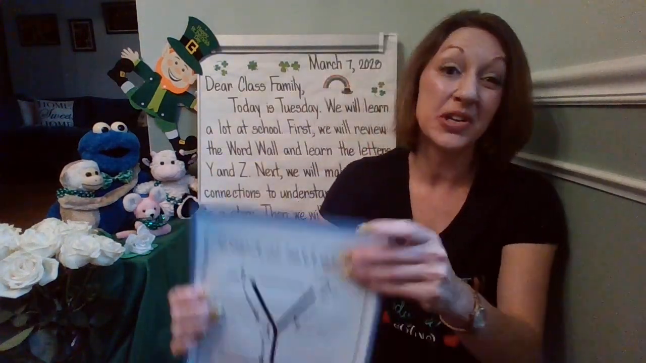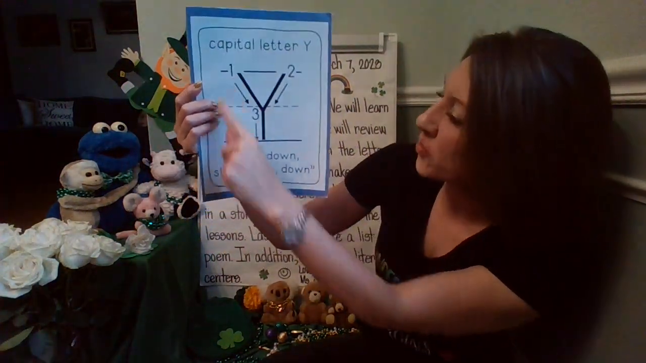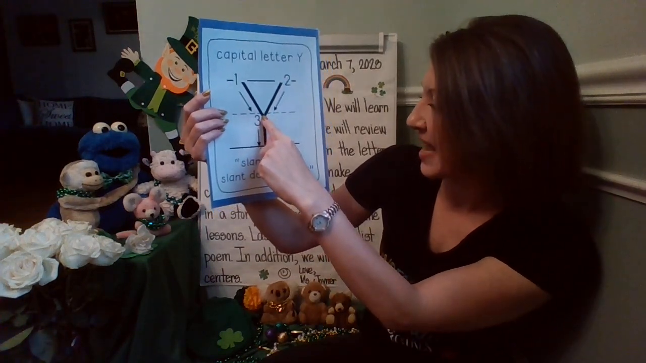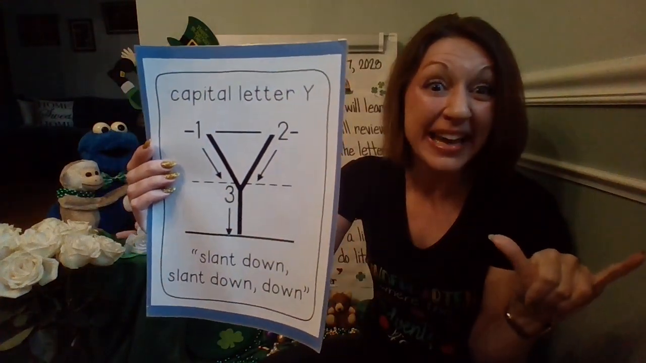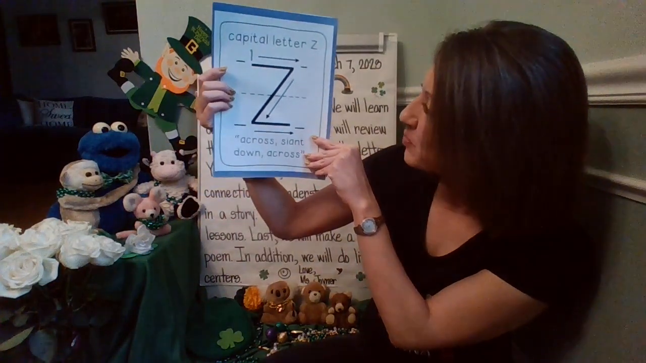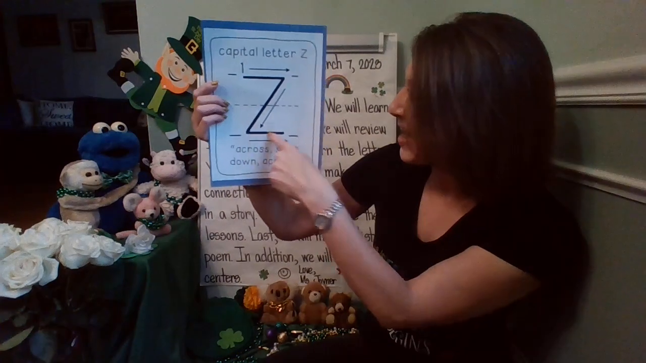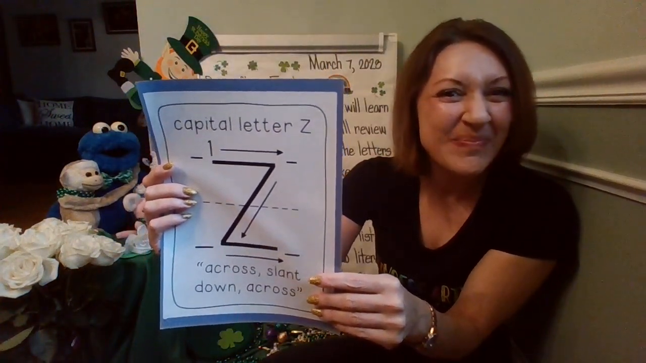In addition to looking at the word wall and reviewing that, we're going to learn capital Y and capital letter Z. For Y, you're going to start at the top, slant down, pick up, slant down, and then pull straight down, like Y, yellow, Y. In addition to that, we're going to work on Z, like Z, zebra, Z. Start at the top, pull across, slant down, and then pull across, like Z, zebra, Z.